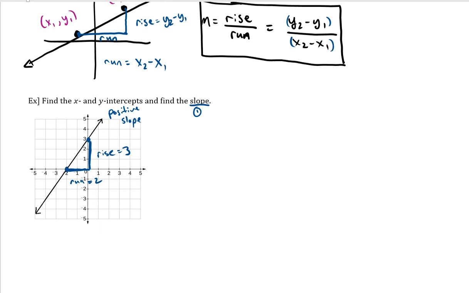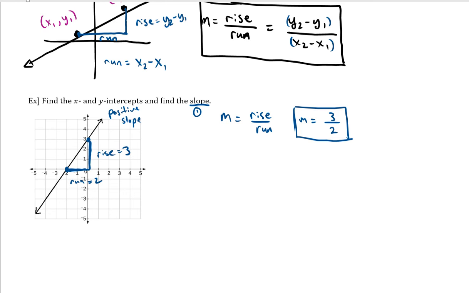And then putting our rise, run, and the positive slope together, let me go ahead and put it in words for now, and then let's put m is equal to. Our rise is 3, our run is 2. It should be positive because it's going up from left to right, so there it is, it's all done.